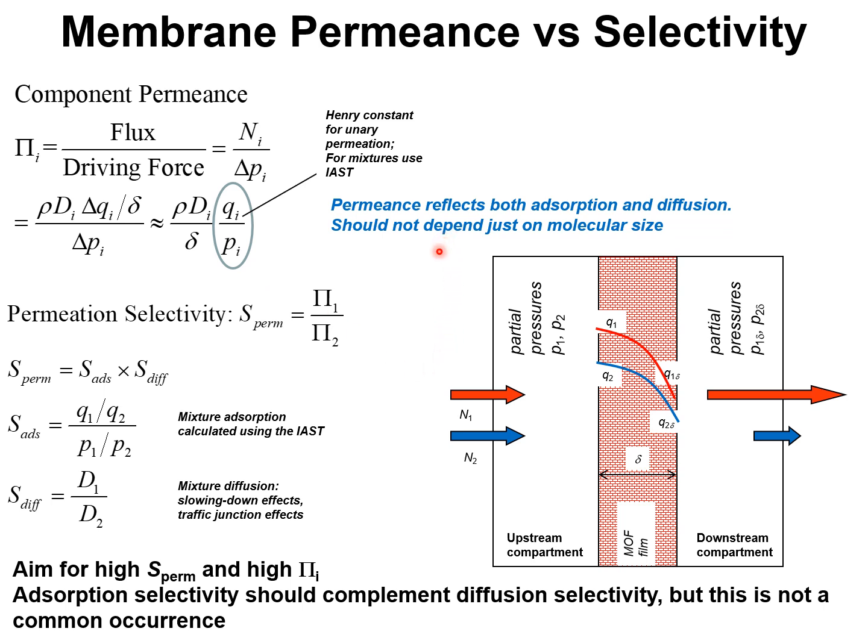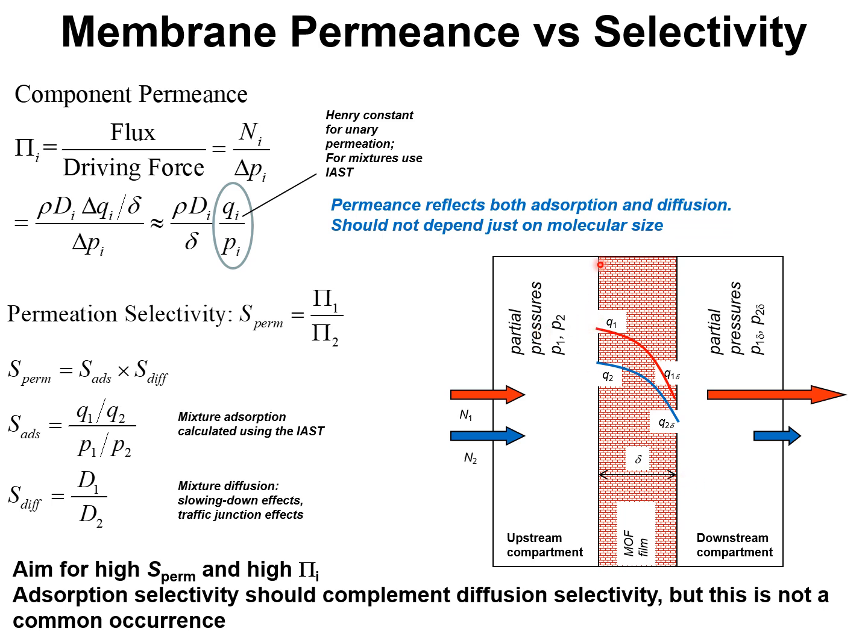To begin with, let's consider a schematic of a membrane permeation device. We have two components, 1 and 2. N1 and N2 represent the fluxes of components 1 and 2. The upstream compartment has partial pressures P1 and P2 for components 1 and 2. The partial pressures in the downstream compartments are P1 delta and P2 delta, where delta is the membrane thickness.